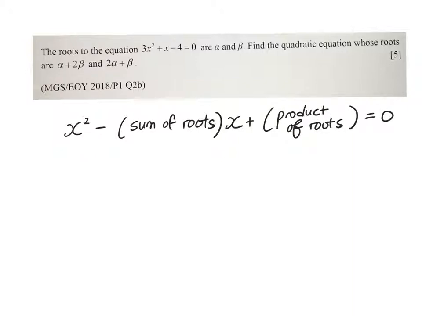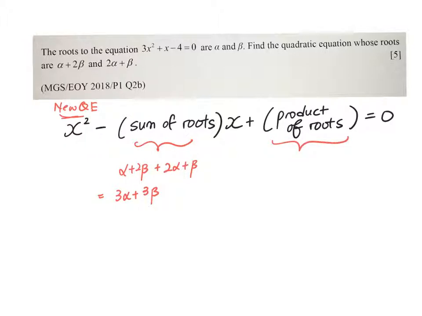So if you're coming up with this new quadratic equation, the roots are alpha plus 2 beta and 2 alpha plus beta. It means the sum of the roots is alpha plus 2 beta added to 2 alpha plus beta. This portion gives us a total of 3 alpha plus 3 beta, and the product will be alpha plus 2 beta multiplied with 2 alpha plus beta.